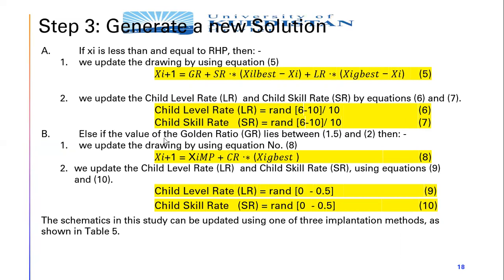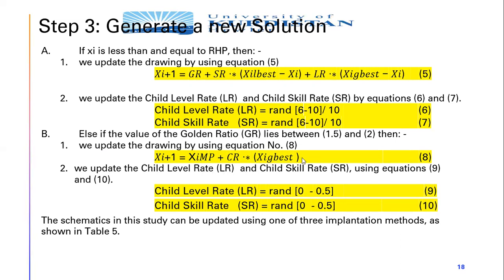Else, if the value of the golden ratio is between 1.5 and 2, we update our drawing by equation number 8, which is the next position, or the next dimension of the drawing, equals the matrix pattern plus creativity rate multiplied by global best.